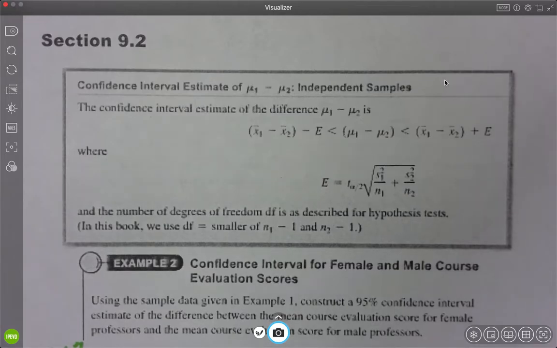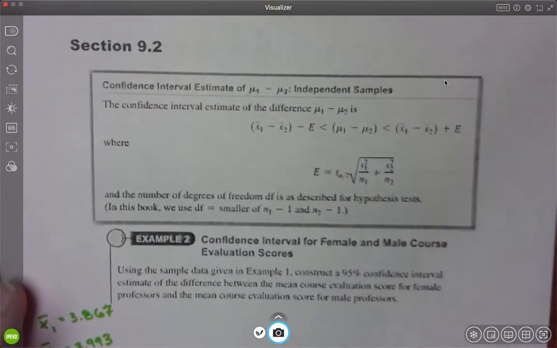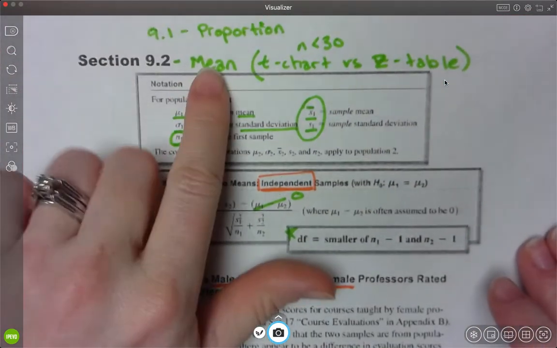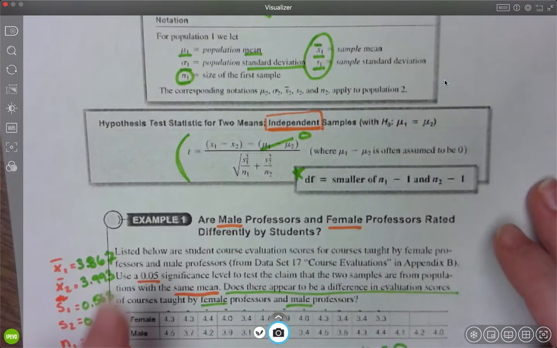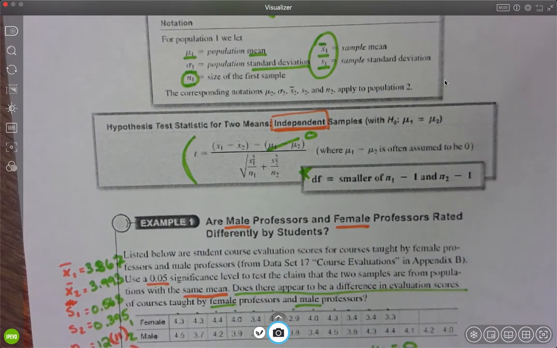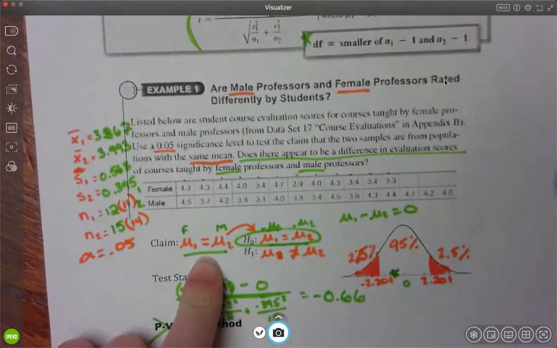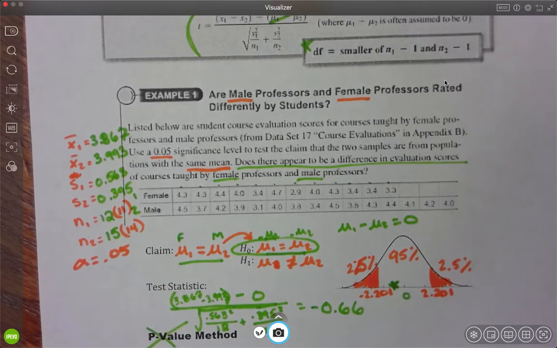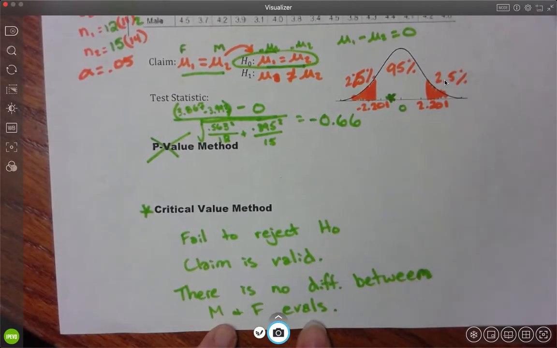Okay, stats. This is part B of section 9.2. On the front side here, we did the testing for two means, so we were comparing two means. So we compared females and male professors, and we found that their averages were about the same as each other. So we did a fail to reject, claim was valid.